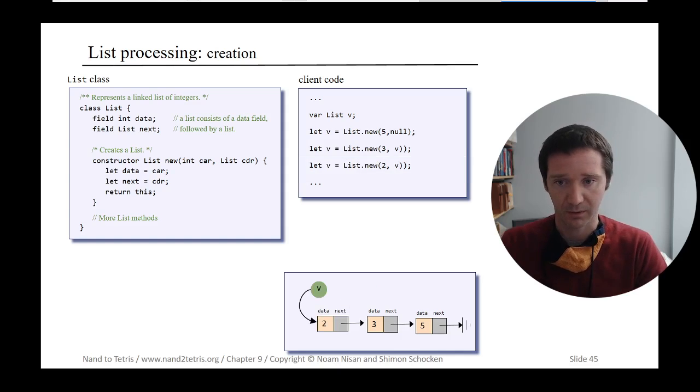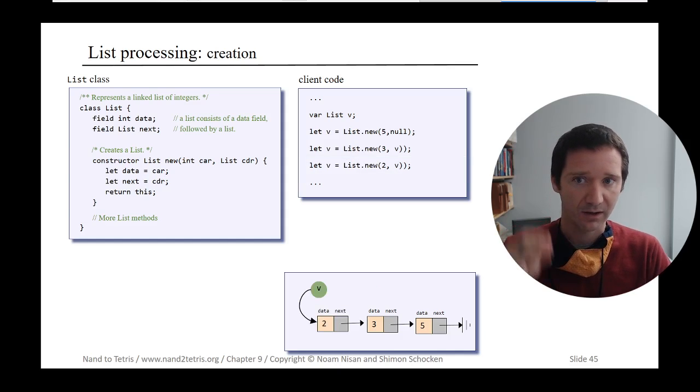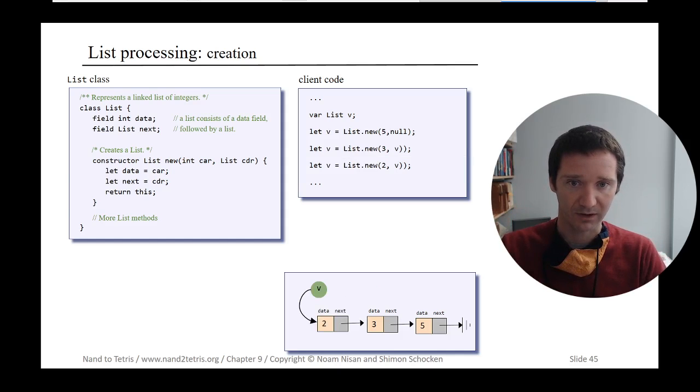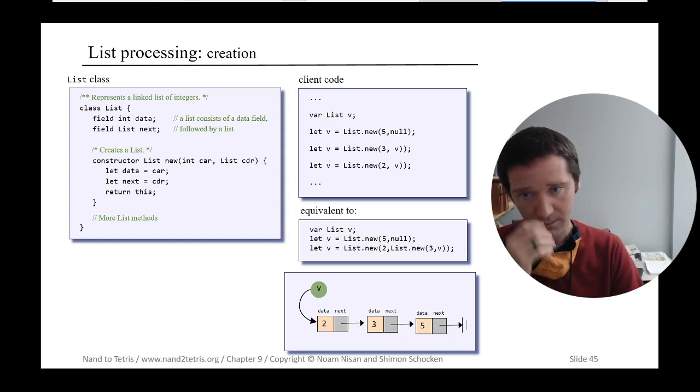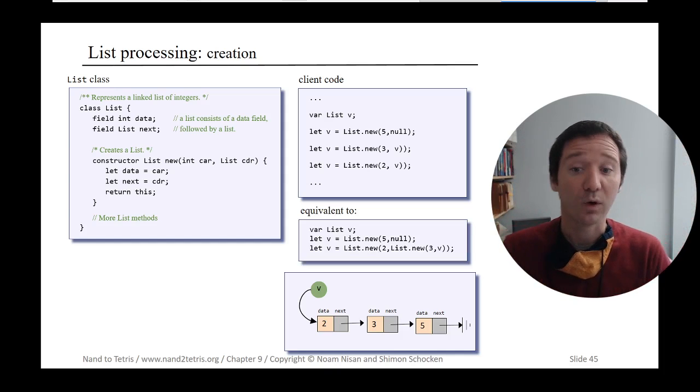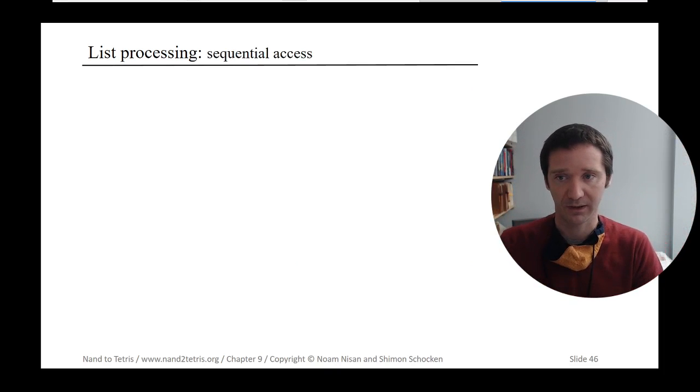Likewise, we do the same thing. We create a new list. So in the end, V points to the head, and then the next items of each list are linked to each other, so we can follow that down back to null. And this is now equivalent to the following lines of code if you want to simplify things.